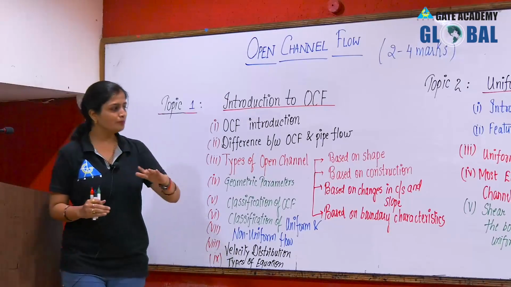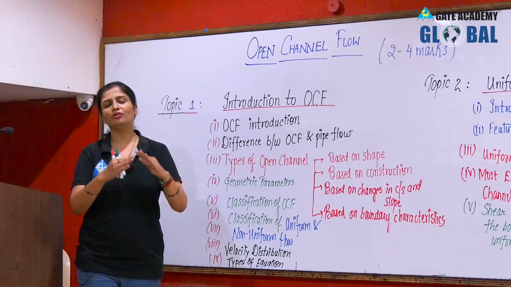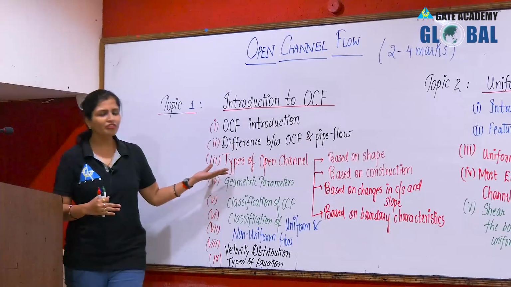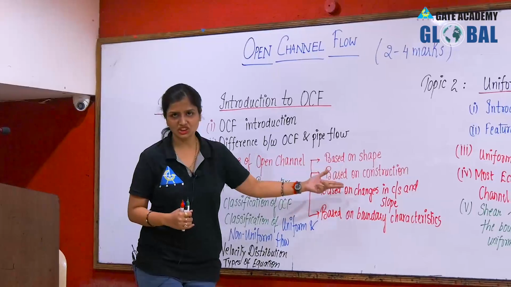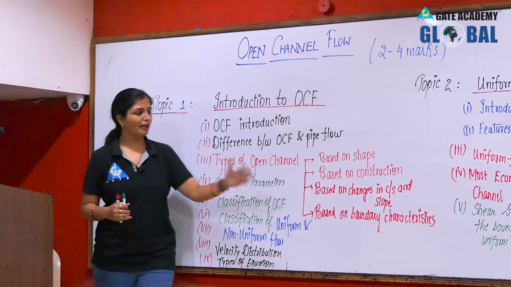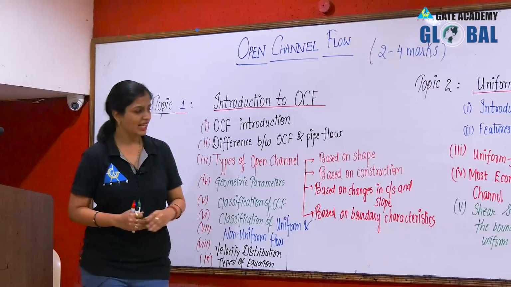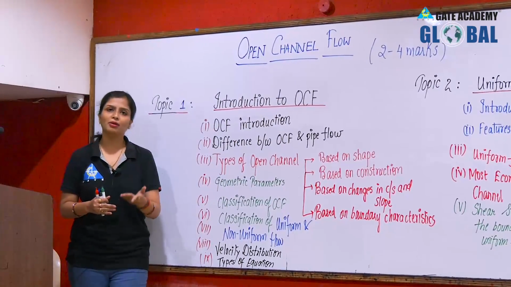Then the types of open channel flow, because there couldn't be a static that only one type of channel flow is there. There are different variations you can say based on shape, based on construction, based on change in cross section and slope, and based on boundary characteristics. Like in boundary characteristics you have rigid boundary channels, you have mobile boundary channels.